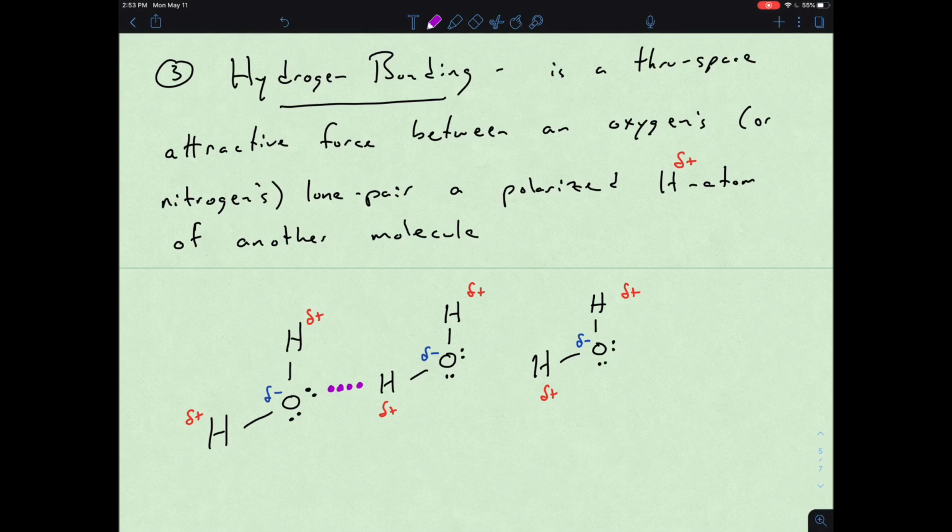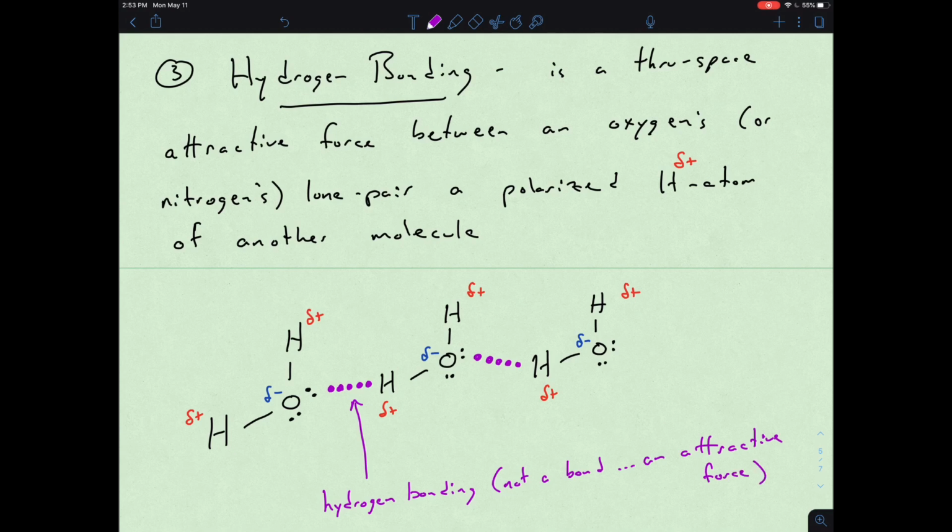And it's really a misnomer. It's not really a hydrogen bond. It's hydrogen bonding. It's a force of attraction. Right, this is an attractive force that we actually have.